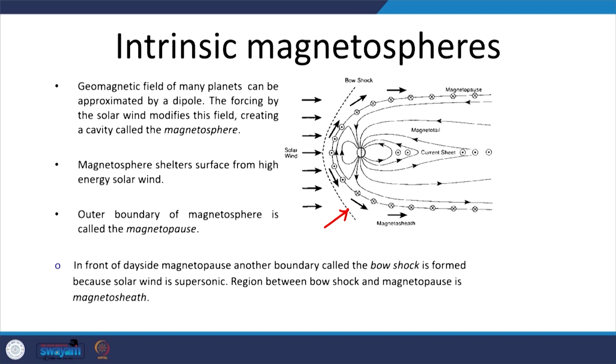The magnetosphere shelters the surface from the high energy solar wind. The outer boundary of the magnetosphere is called the magnetopause. In front of the day side magnetopause, another boundary called the bow shock is formed because the solar wind is supersonic, right. The region between the bow shock and the magnetopause is called the magnetosheath.